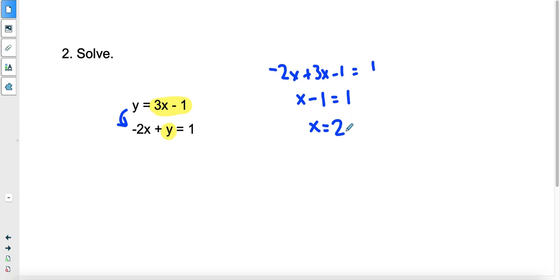But I'm not done yet. I have my x value, but I still need to find my y value. To find my y value, just like before, I need to plug it in to one of these equations. So I'm just going to plug this in to find y.